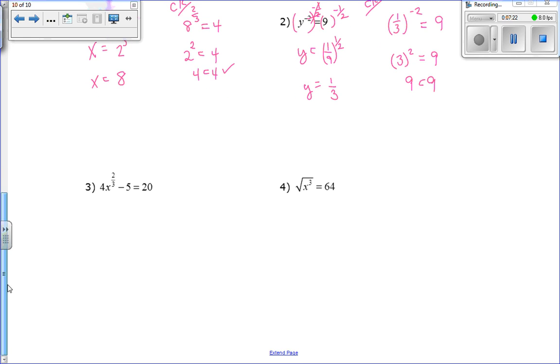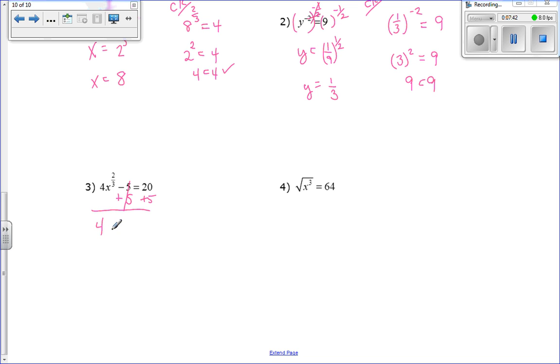Number 3, this one's a little bit different. X is not alone. I have 4x to the 2/3 minus 5 equals 20. Therefore, I need to get x alone. So the first thing I need to do is add 5 to both sides.